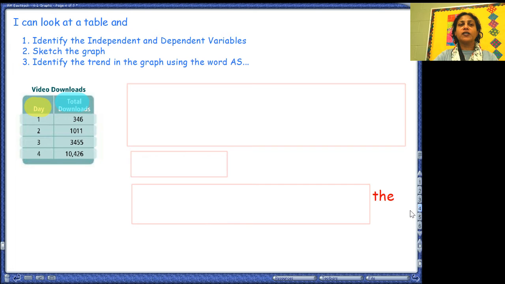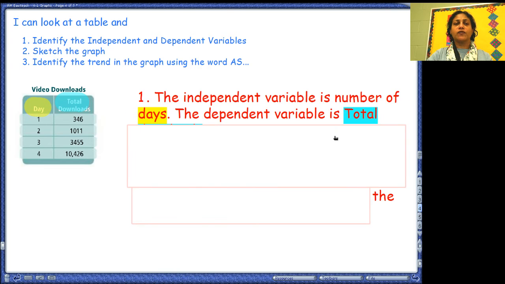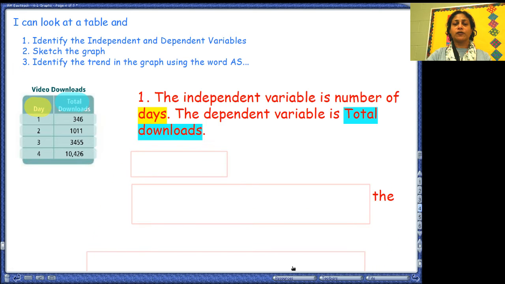So now we're going to look at the table and do the same thing. In this case we have a vertical table, and the first value is always the x value or the independent variable, and the second value is the y value or the dependent variable. So you're going to be able to say that the independent variable in this graph is the number of days, and the dependent variable is total downloads.